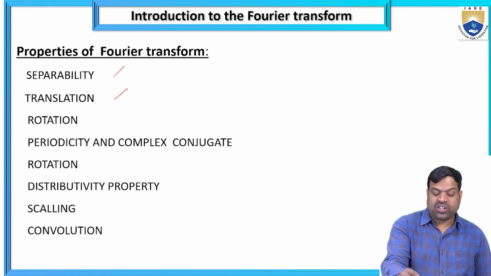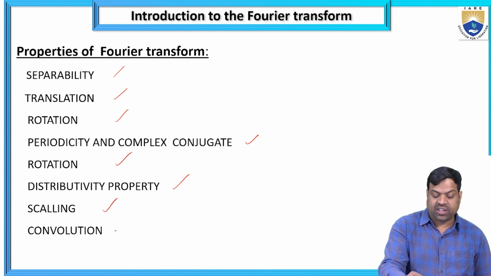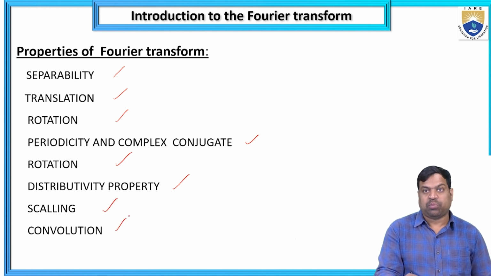Separability, translation, rotation, periodicity and complex conjugate, distributivity property, scaling and convolution. These are the properties of Fourier transform. So separability, translation, rotation, periodicity and complex conjugate, distributivity property, scaling function and convolution function. These are the properties of Fourier transform.